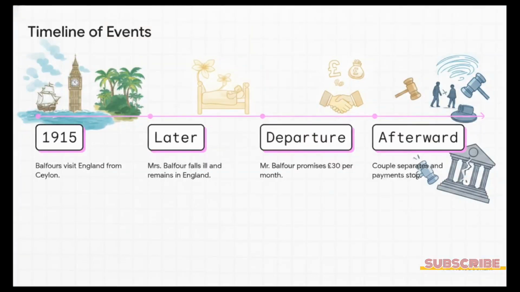All right, let's jump right into part one, the facts of the case. To really get why the court ruled the way they did, we've got to map out the timeline. Picture this. It's 1915. Mr. Balfour is a civil servant working over in Ceylon, that's modern-day Sri Lanka, and he and his wife take a trip to England on leave.